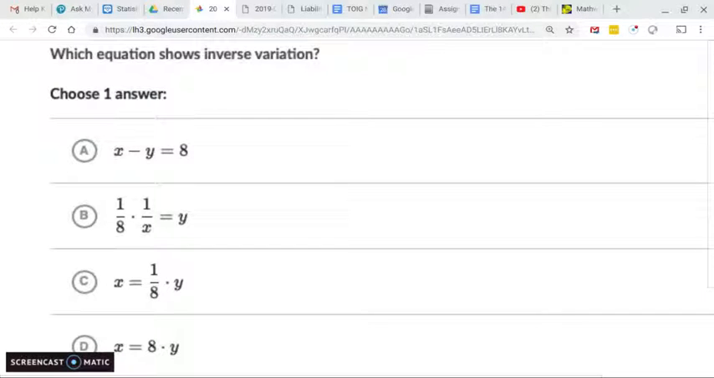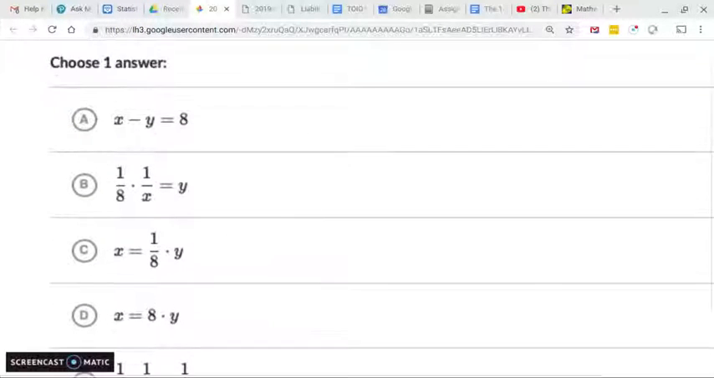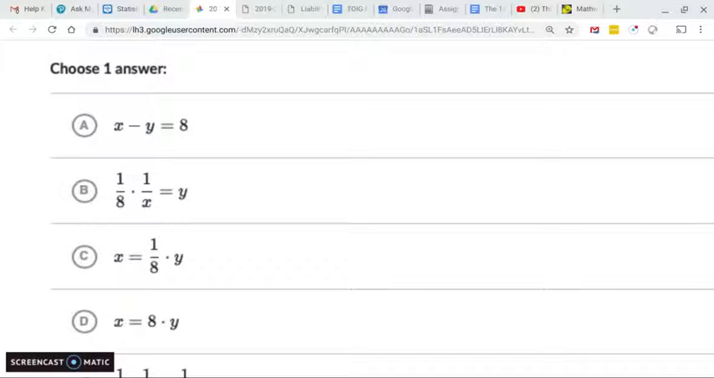I was sent this question. The question was, which equation shows inverse variation? So I assume this is from the inverse variation skill. And you've got, what, 5 different equations to choose from. You're supposed to choose only one answer.